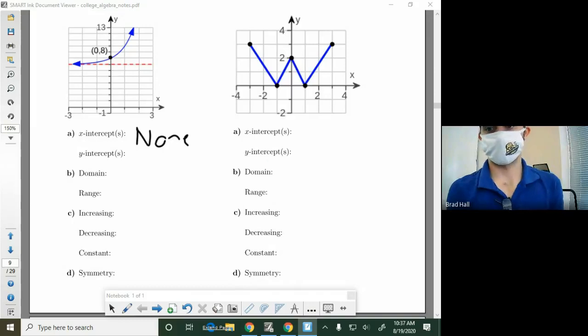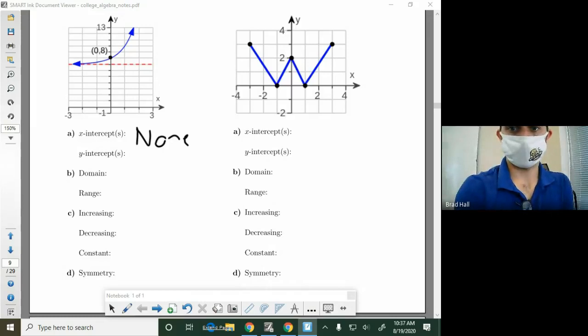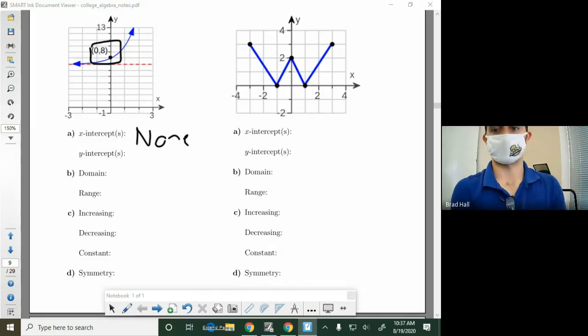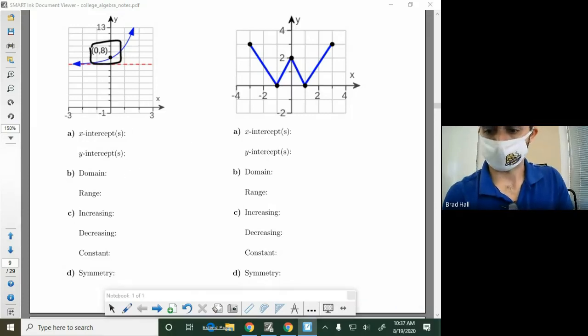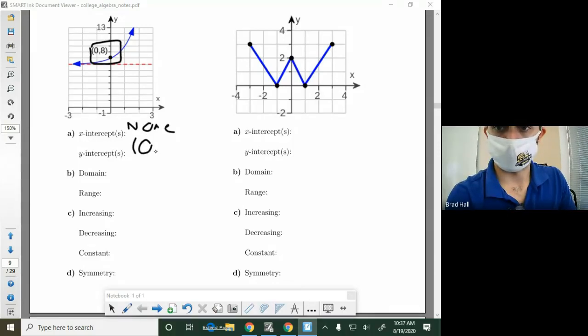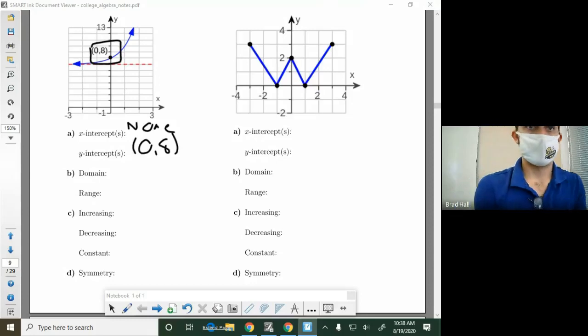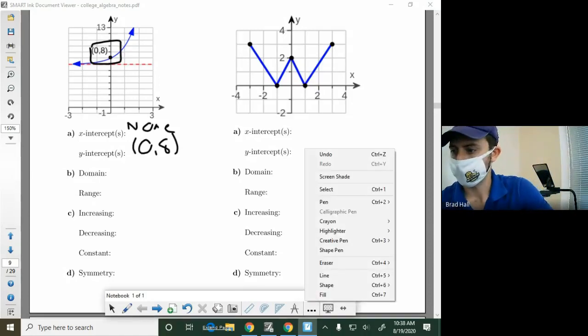Y-intercept, on the other hand, the y-axis is the vertical axis. It definitely does seem like a point does intersect it. In fact, they give us the ordered pair. How nice. Might need more room, so let me try this again. So I said none for the x-intercept. For the y-intercept, (0,8), because they gave us the point already. And we can move on to the domain.